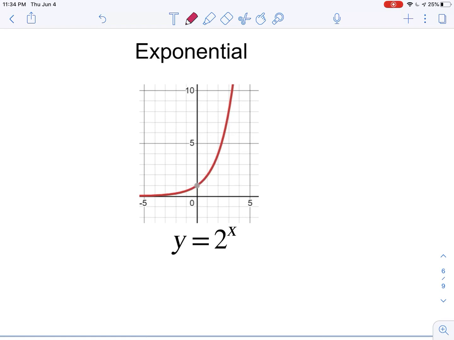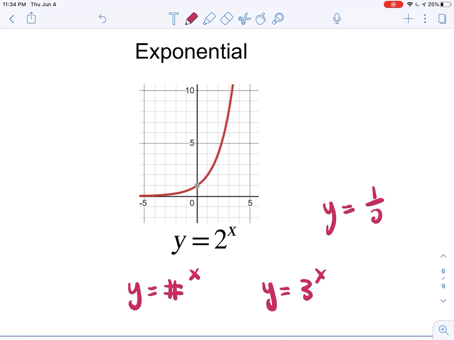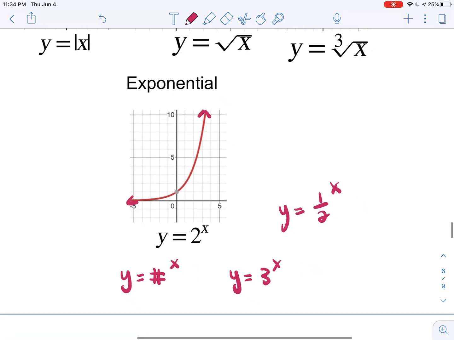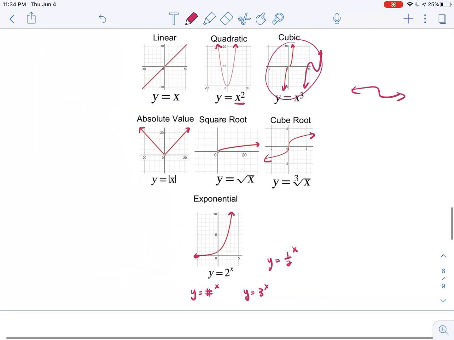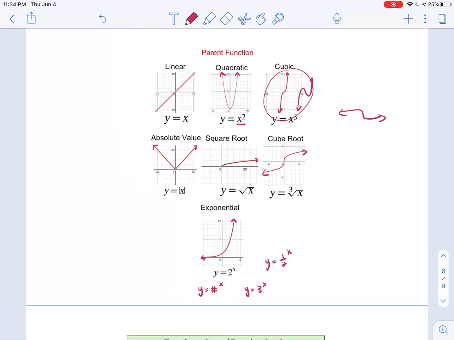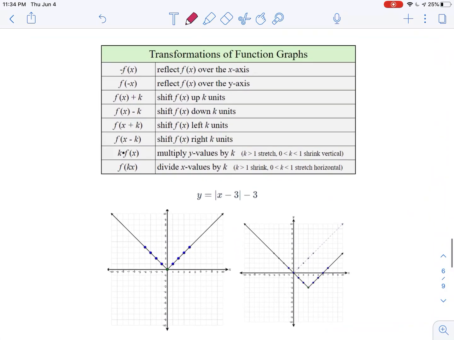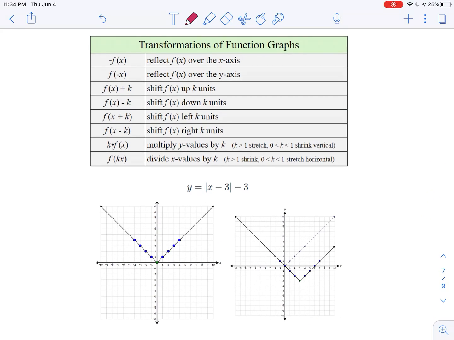Now, the last one you need to know is exponential. And the reason I have exponential here separate is because I have a parent function of an exponential where we have a base 2. But the key feature of an exponential is that we have a numerical value as the base and x as our exponent. So another parent function could be 3 to the x. Another parent function could be 1/2 to the x, right? So the exponential function is special in that it can change for different bases, but they will all still have the same general shape. And if you remember, it also has an asymptote, which is exciting. Okay, so make sure you're able to recognize those parent functions.